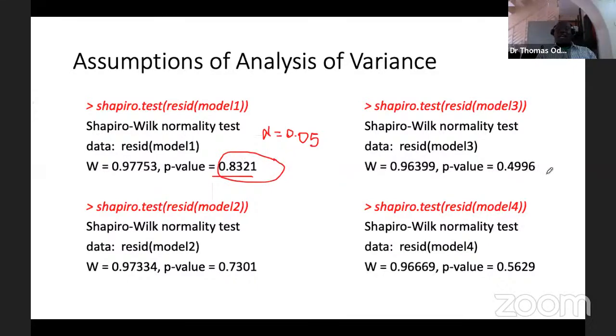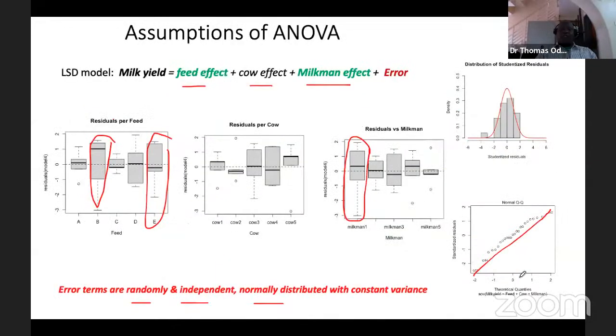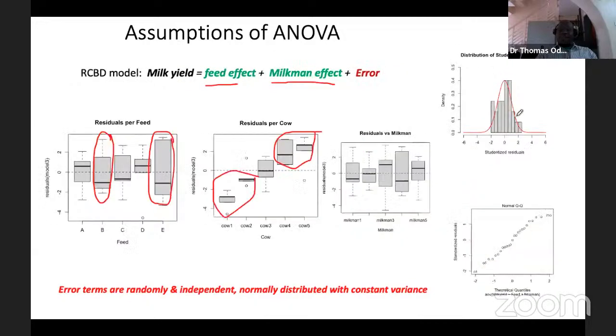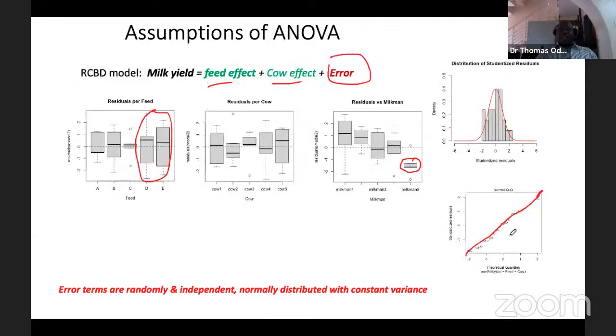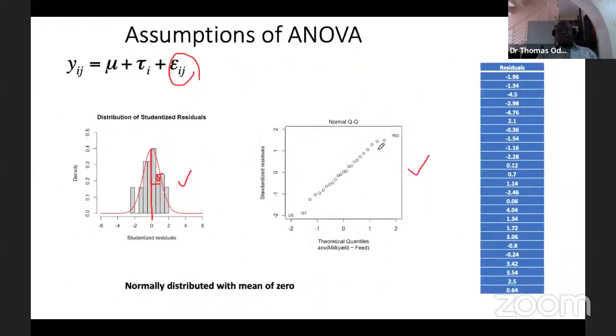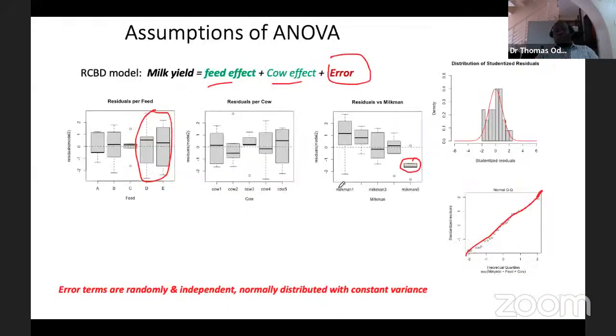We cannot reject here, we cannot reject there. So the normality is okay. At least as far as we saw, this is fine, that's fine, that looks fine. And this also looks fine. Even the first one, everything looks fine. So normality, we have no problem.